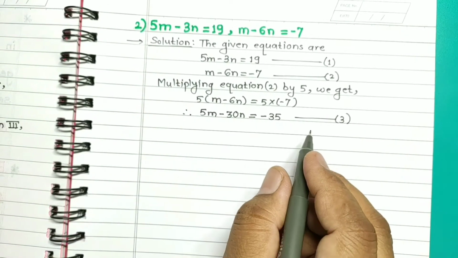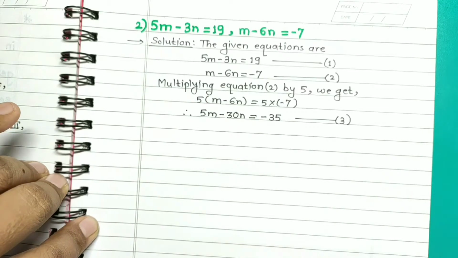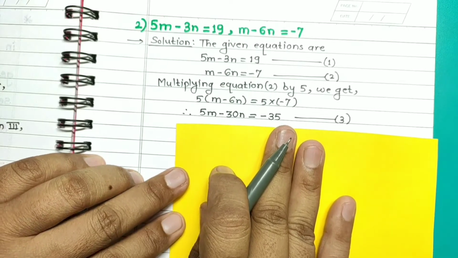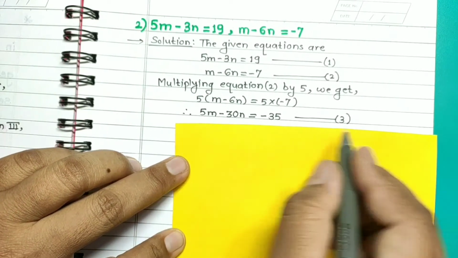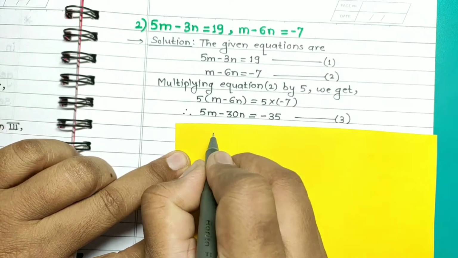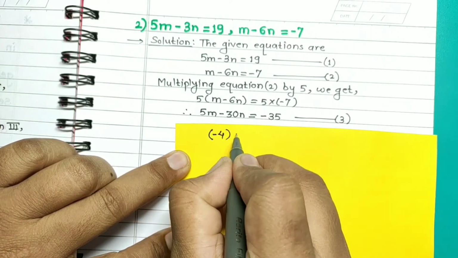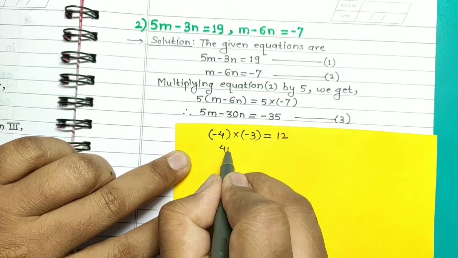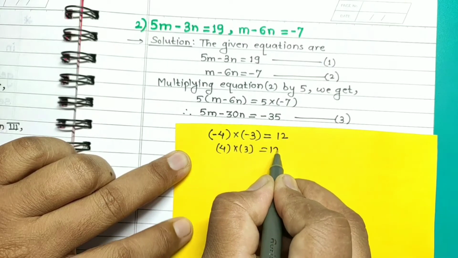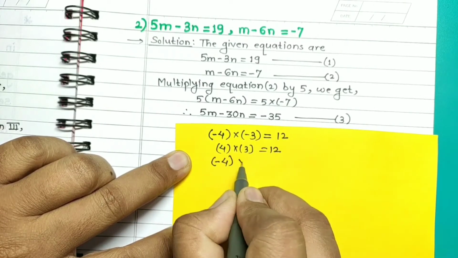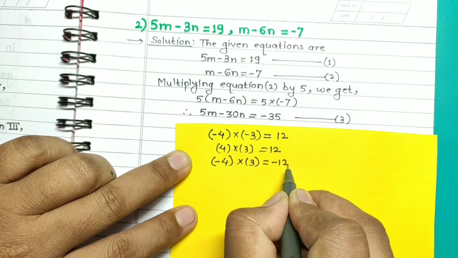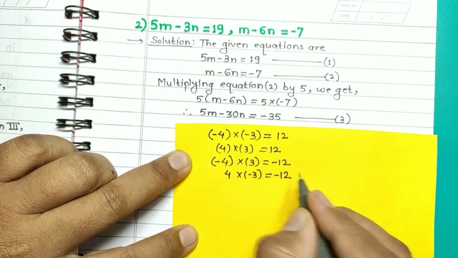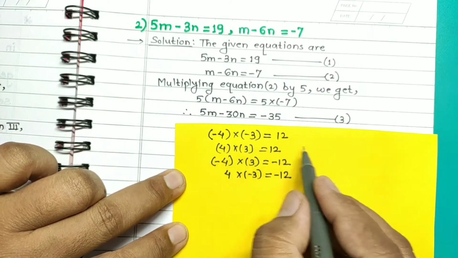Here you have to stick to the rules of signs in addition and multiplication to solve such types of equations. So let's recall them. In multiplication, consider two numbers minus 4 and minus 3. The product is 12. Again 4 into 3, the product is 12. Then minus 4 into 3, the product is minus 12. Then 4 into minus 3, the product is again minus 12. So observe the rules carefully.